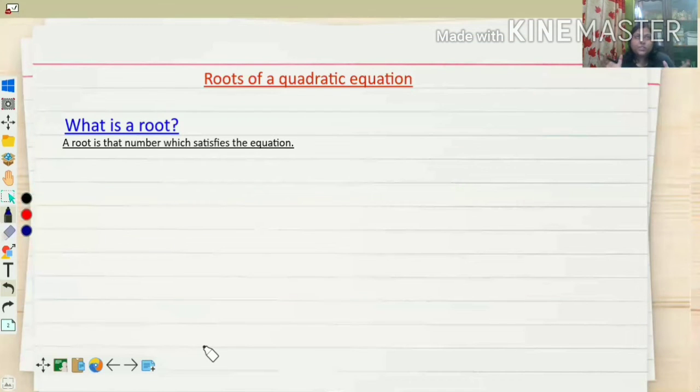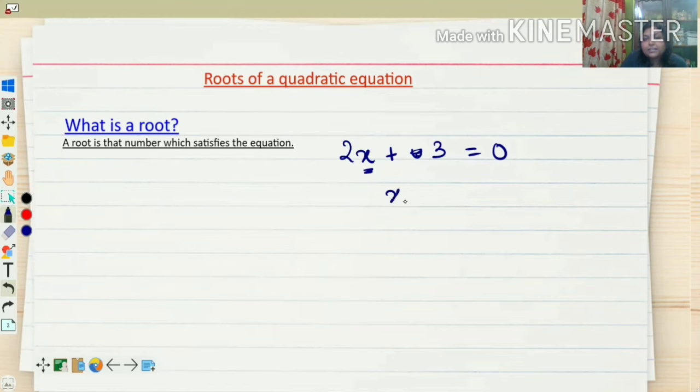Now every equation has roots, or values that satisfy the equation. So what is a root? A root is that number which satisfies the equation. In case of a linear equation, suppose 2x plus 3 equals 0. Then what value of x will satisfy this equation? Means what value of x, if we put it here, will make it equal to 0. That is x equals minus 3 by 2. So x equals minus 3 by 2 is the root of this equation. So any number which satisfies an equation is called the root of this equation.